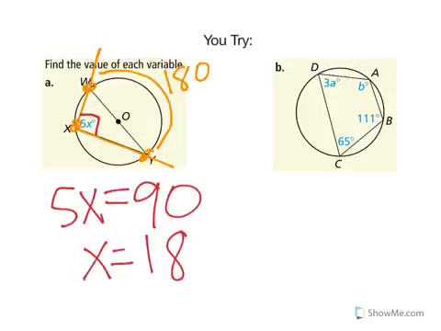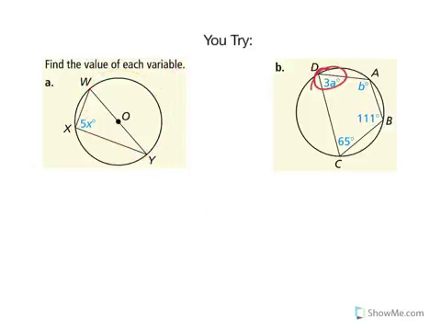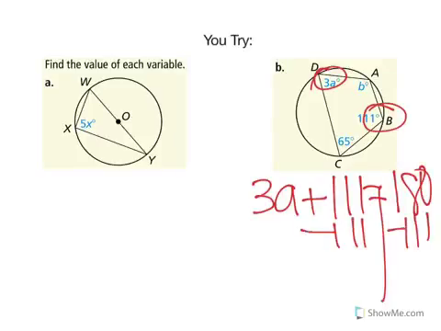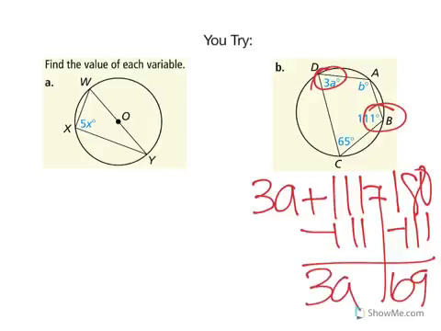Then the other theorem, we just talked about it, and we know that if we add our opposite angles together, they should be supplementary. So adding angle D plus angle B should equal 180 degrees. So 3A plus 111 would equal 180. We subtract our 111 from both sides, and we would get 69. So 3A would equal 69, so A should equal 23.